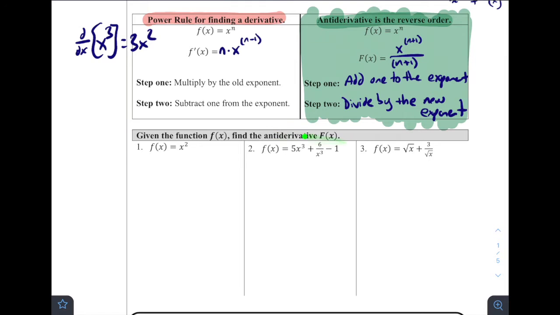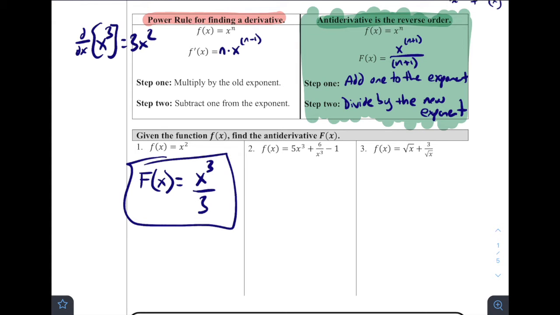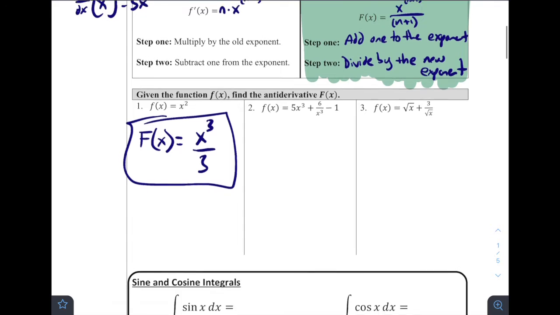We're going to find the antiderivative capital F of x. All right. So finding the antiderivative, we need to add 1 to the exponent. We're going to call this capital F of x, because that's the antiderivative. And we're going to add 1 to the exponent, so that's 3. And then we divide by the new exponent, which is 3. So that is going to be our antiderivative of x squared. Now again, let's talk about what this means.